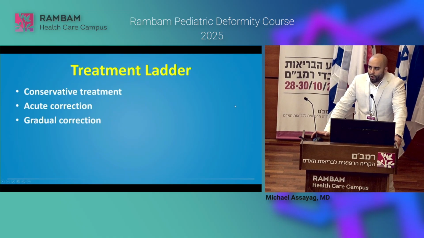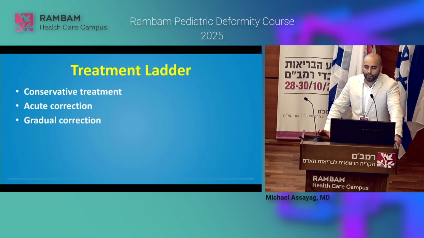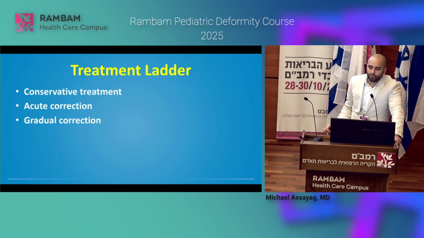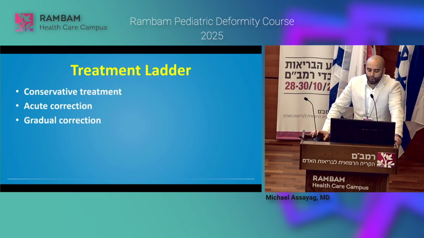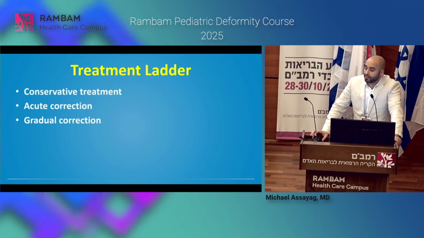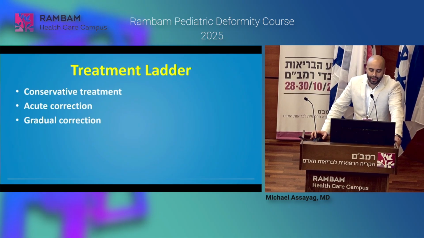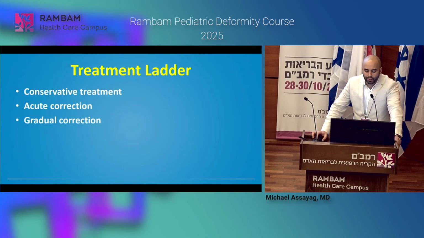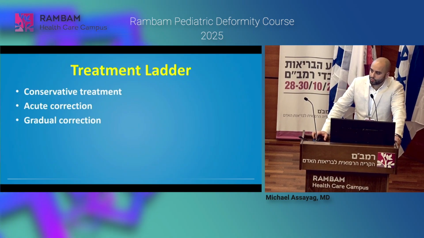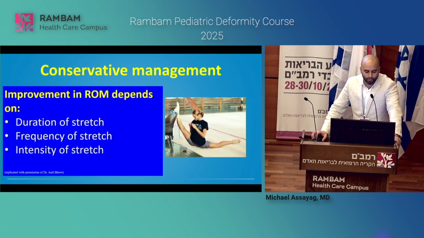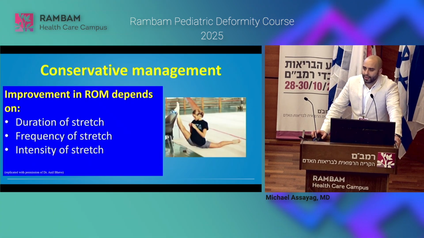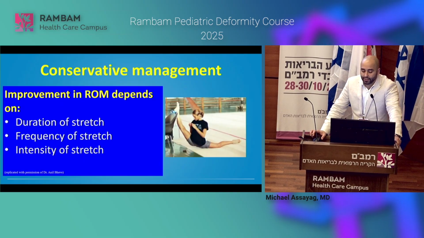So how do we go from a contracted leg, now that we've established that the problem is a soft tissue issue, to a limber joint? Well, first we have to address the treatment ladder. We go from least aggressive treatment that is realistic to most aggressive treatment. And my treatment ladder starts with conservative treatment, continues with an acute correction, and in cases where it's not possible, we consider gradual corrections. Conservative treatment has to happen with the help of our physical therapist friends and greatest allies.